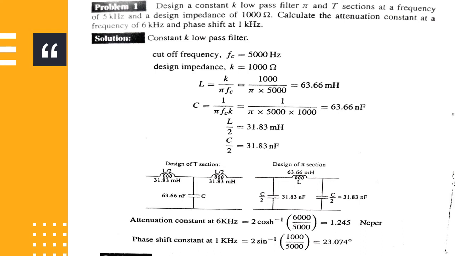Calculation of the attenuation constant, that is alpha equals 2 cos hyperbolic inverse of the normal frequency divided by the cutoff frequency, that is f by fc. Normal frequency is f, that is 6 kilohertz we need to take, and fc is 5000. Likewise, you will get 1.245 in nepers. And the phase shift constant is beta. Beta equals 2 sine inverse of f by fc again. So f is the normal frequency, that is 1 kilohertz, fc is 5000, so you will get 23.074. This is in degrees, and the other one is in nepers.